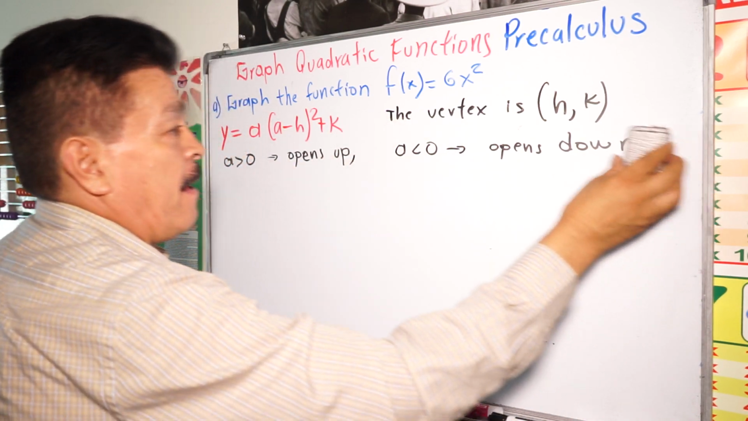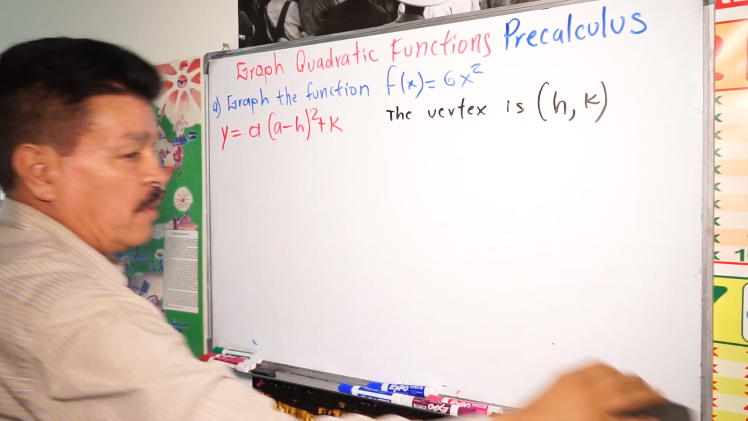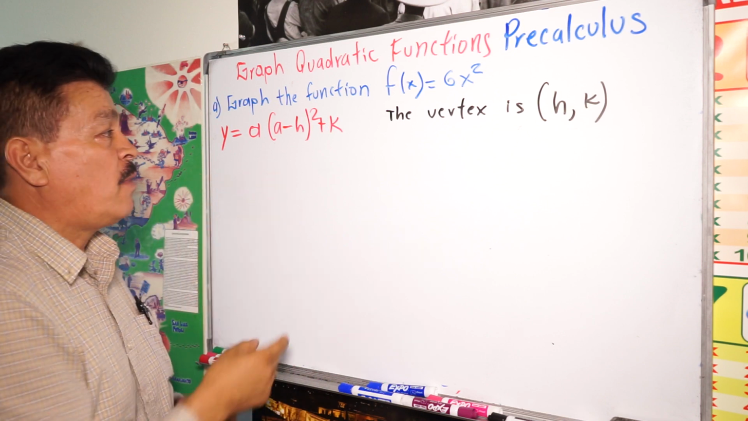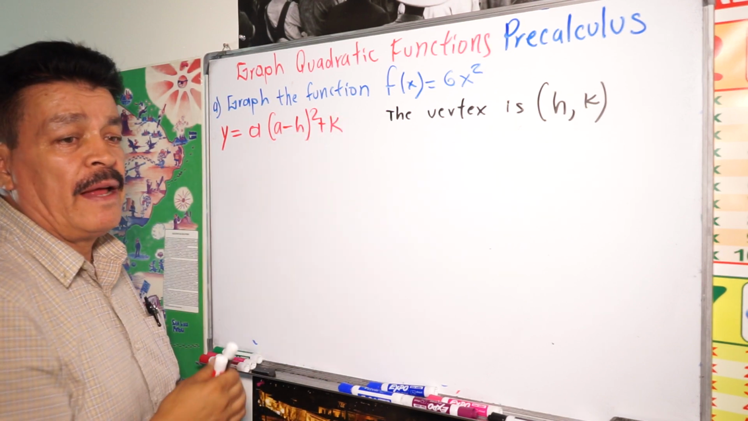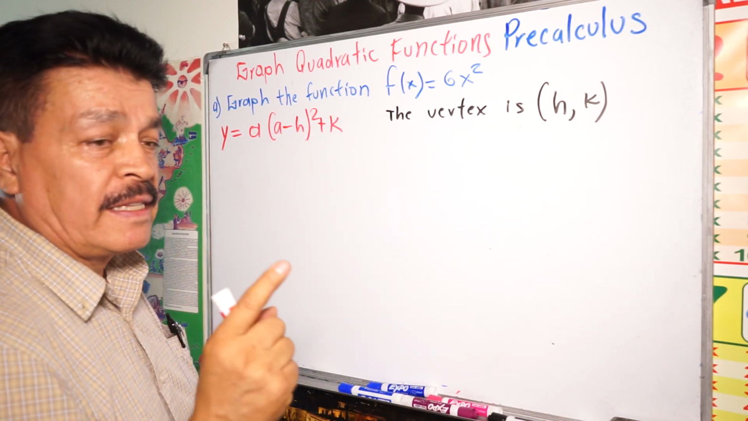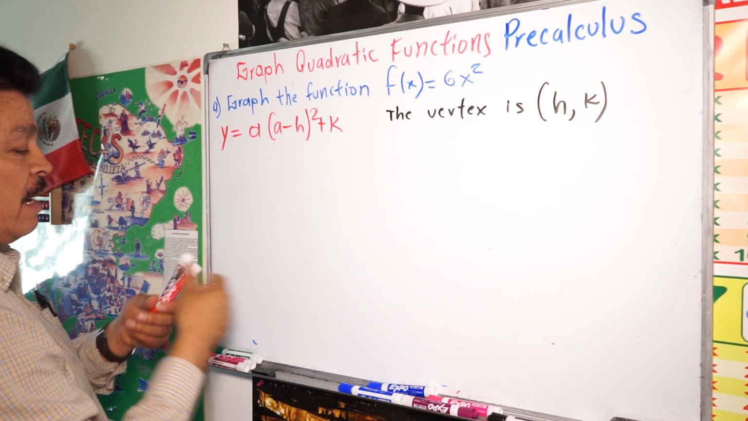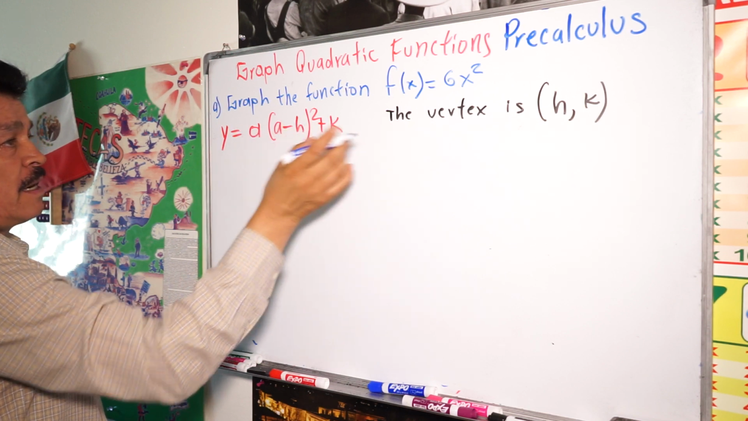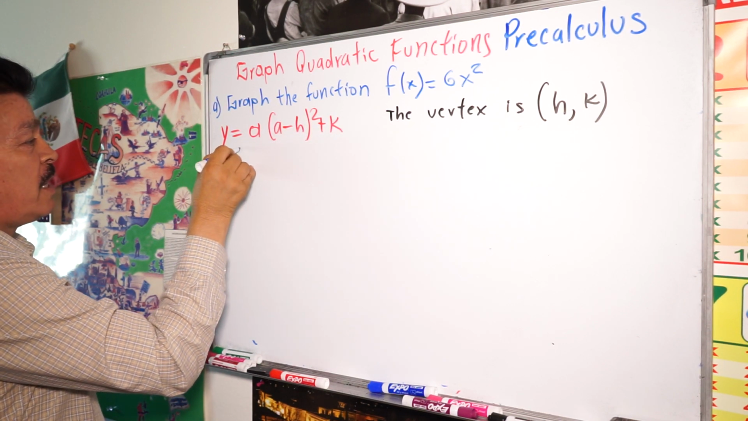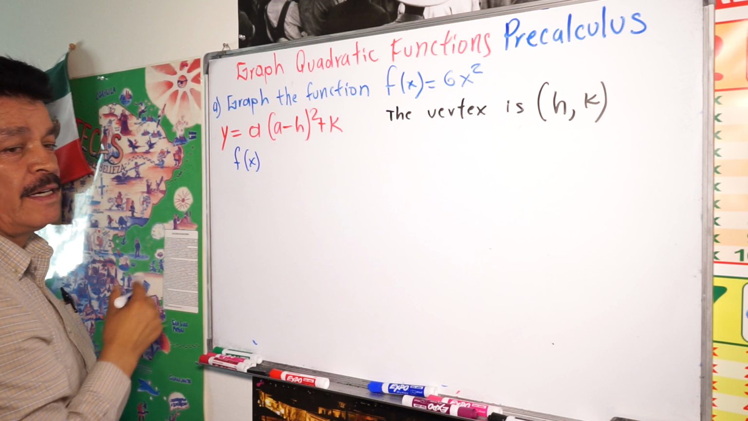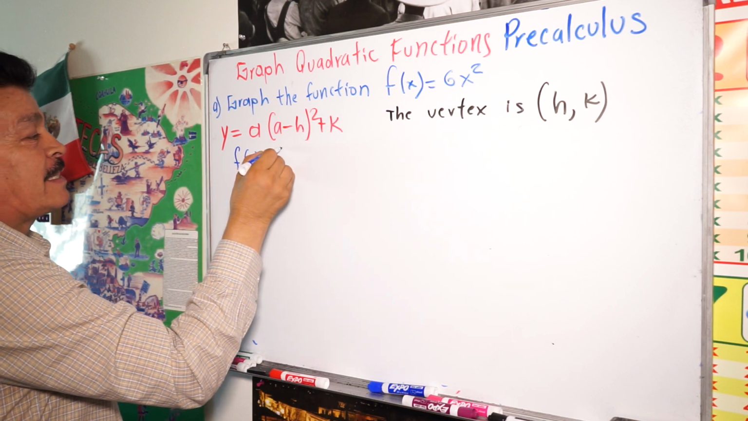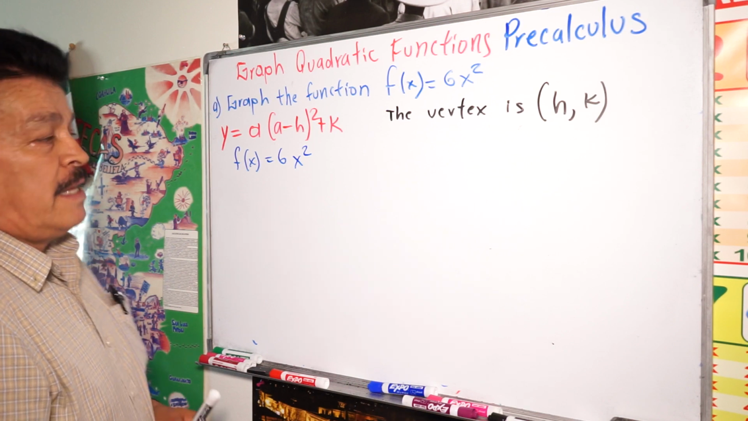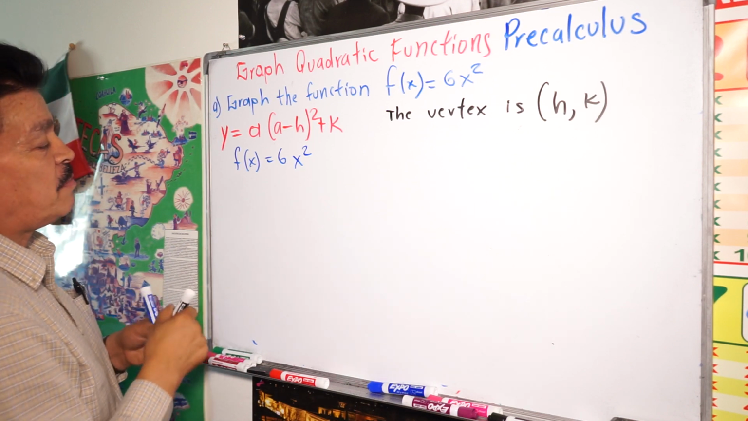All right. We have this problem here. Then we have to solve the graph of the parabola. First, we have to find the vertex. And then I want to write the problem again. So we have f of x here equals 6x squared.